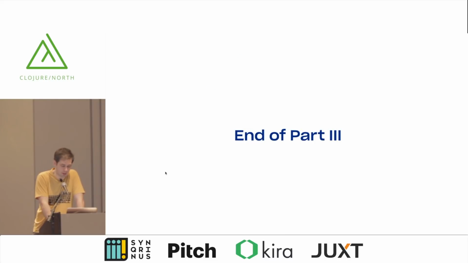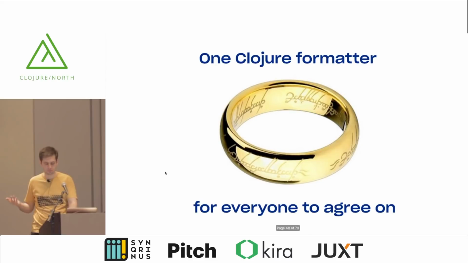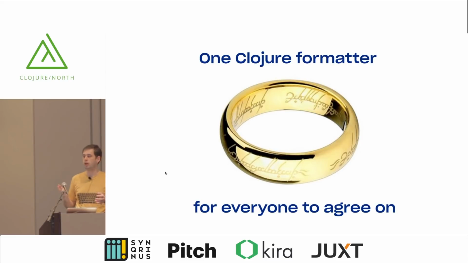Yeah, this concludes part 3, and the last part, the fourth part, is the Clojure formatter. So a formatter is, well, basically the rules to format your code, like to indent your code, like how many spaces you put between the forms, basically. And the story starts here with Daniel Compton.